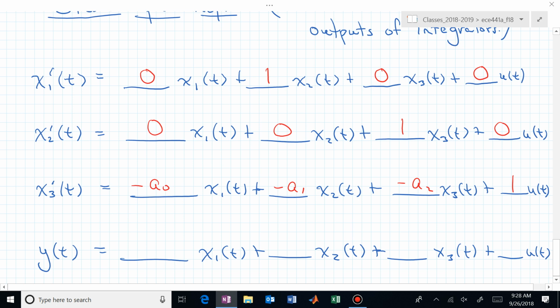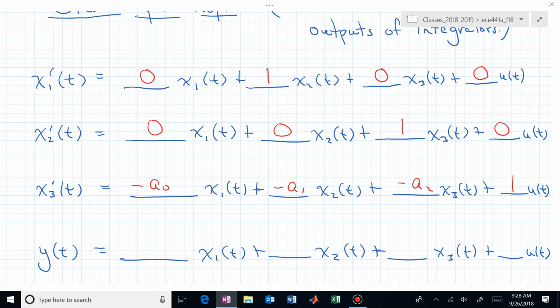Questions on the A matrix and the B matrix. The A matrix is 3 by 3. There are 9 entries there, 9 elements in the A matrix. The B matrix, the input matrix, is 3 by 1.